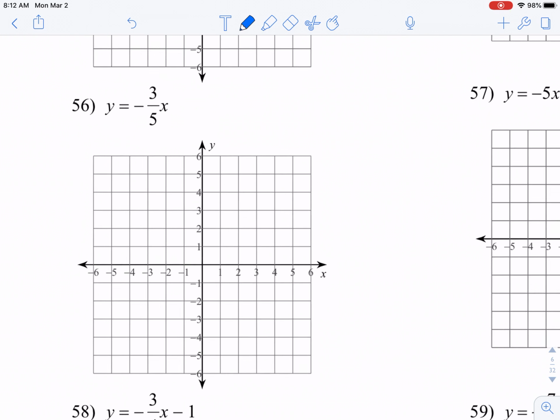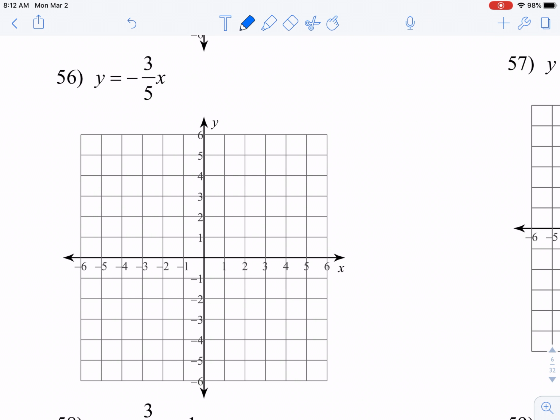Looking at number 56, this one says y equals -3/5 x. The y-intercept in this case is not listed. It's 0. Think about it, plus 0 would be what we'd need there. So when there's nothing after the x, we just assume that it's 0. It goes right here at the origin.